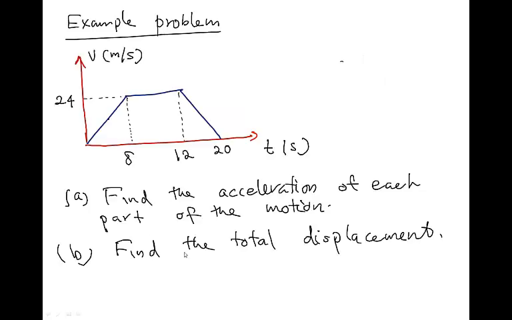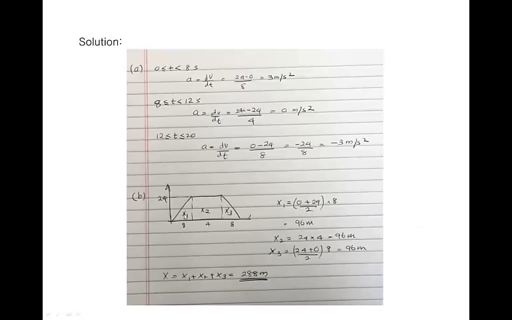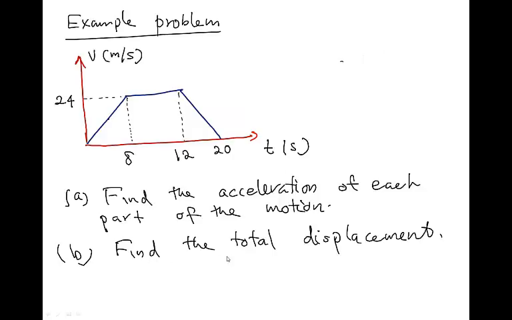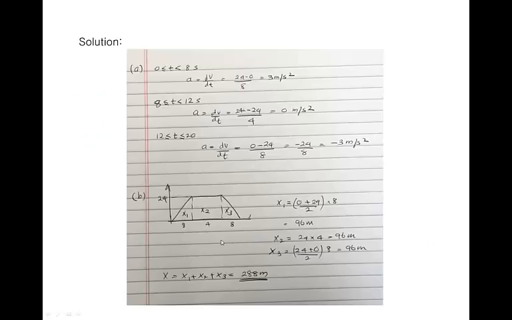The second question is find the total displacement. What we can do is we can find the displacement of each section, and we can add them together. To find the total displacement, we can find the displacement of each part of the motion.